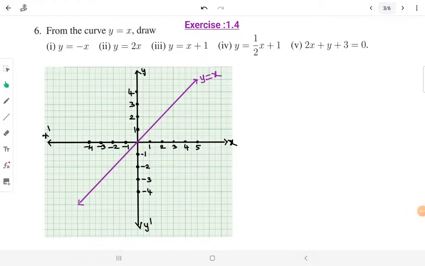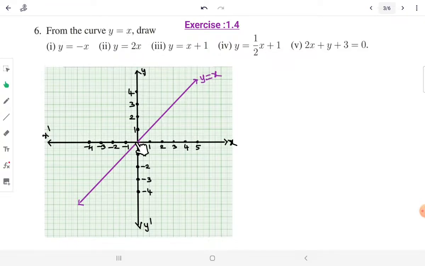Students, in this video, we are going to see exercise 1.4, question number 6. From the curve y is equal to x, draw the graphs. They are given totally 5 subdivisions. So y is equal to x graph. What does y is equal to x mean?